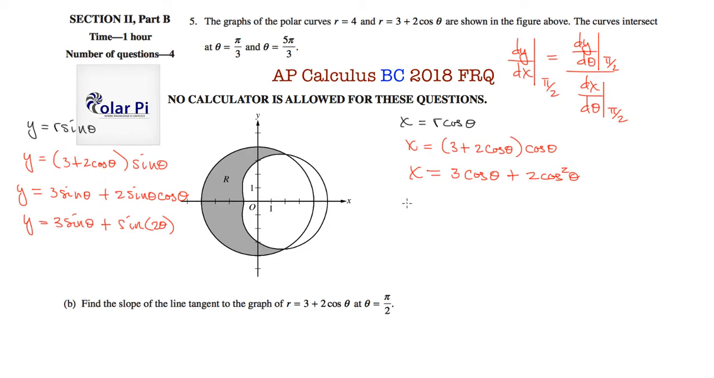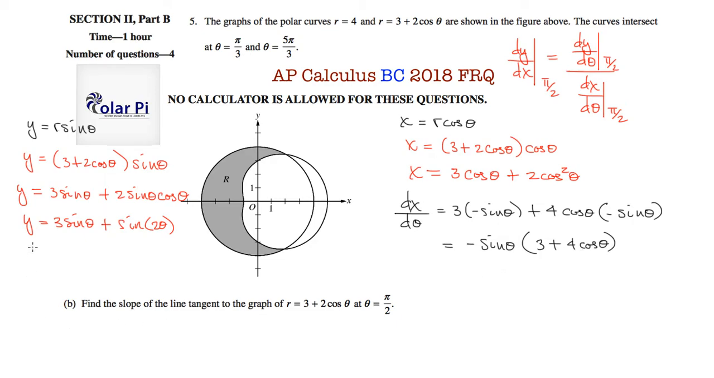Well, now look at dx/d theta. Dx/d theta is going to equal 3 times negative sine theta plus, and then here we'll do 4 times cosine theta, and then by chain rule times negative sine theta. And so we can simplify this by factoring out a negative sine theta and writing negative sine theta times (3 plus 4 cosine theta).